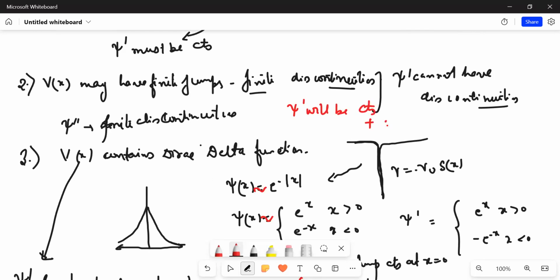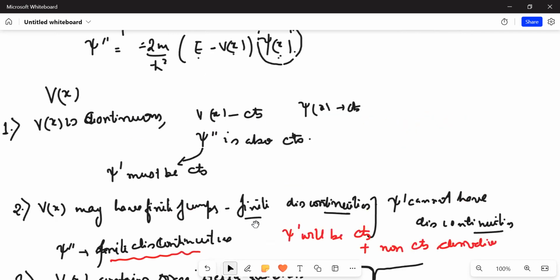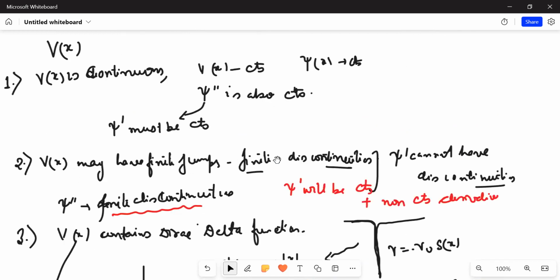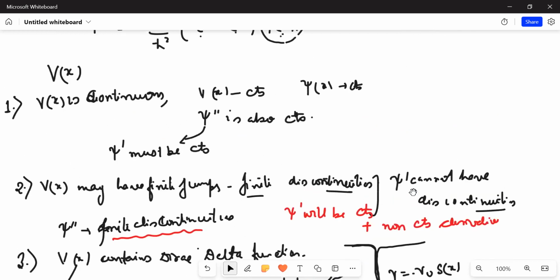with some non-continuous derivative. Why non-continuous derivative? Because psi double dash will have finite discontinuity. So psi dash will be continuous, but psi double dash will be non-continuous, because you know that has some finite jump. Then indeed from the Schrödinger equation you can understand that psi double dash will have discontinuities. But if Vx has some finite jumps, then psi dash will not have discontinuities.